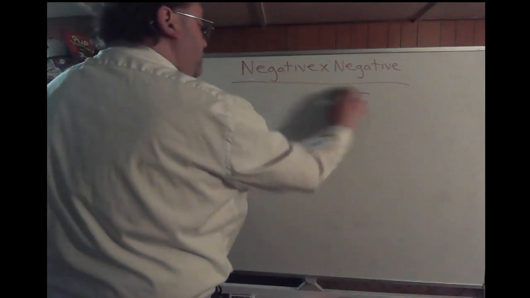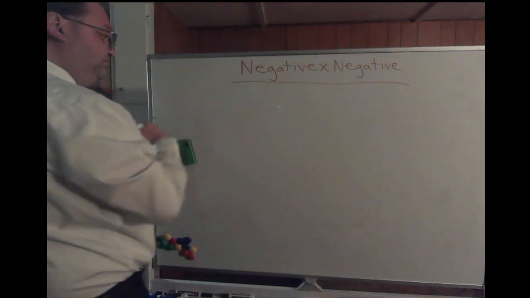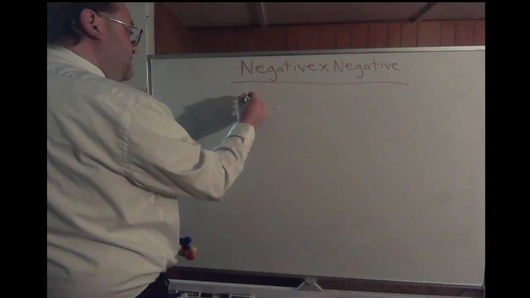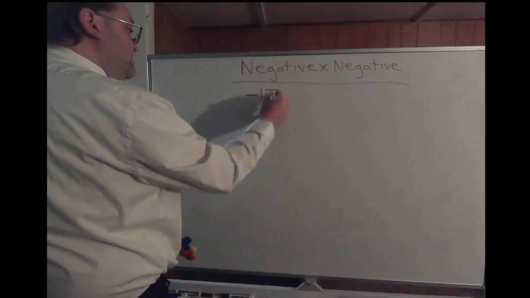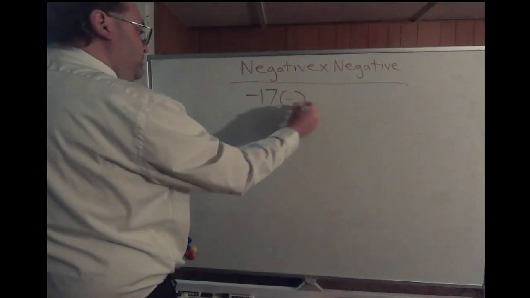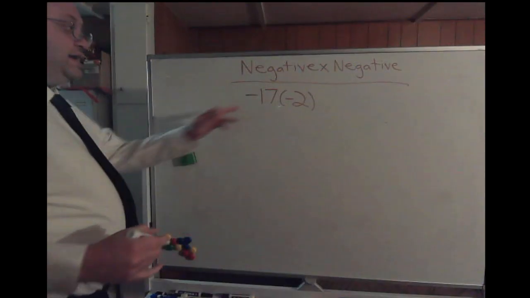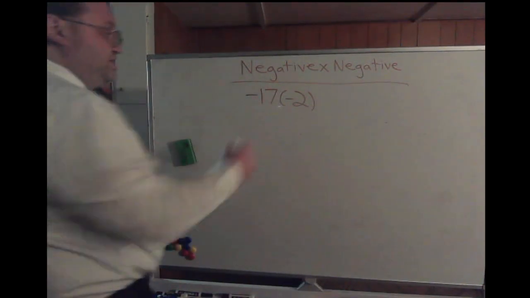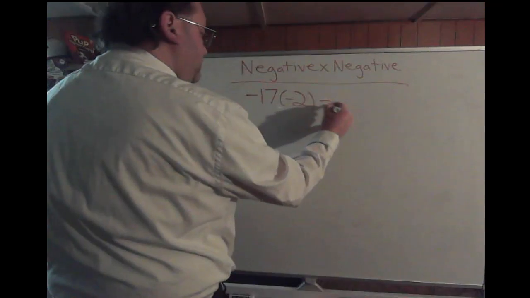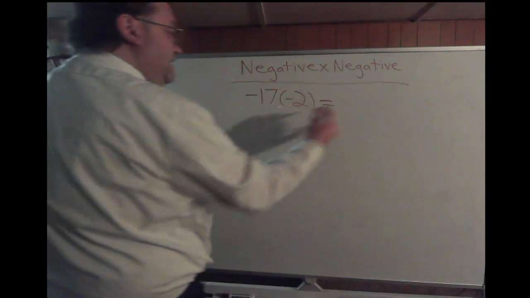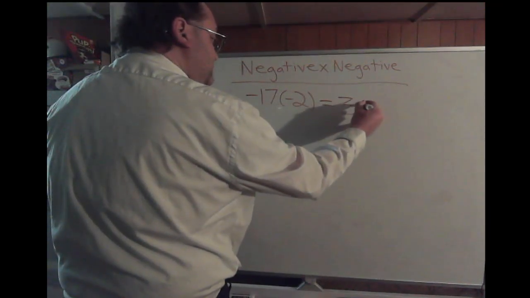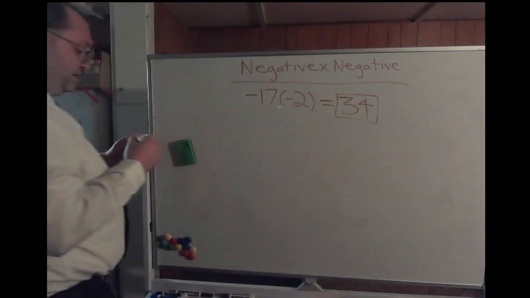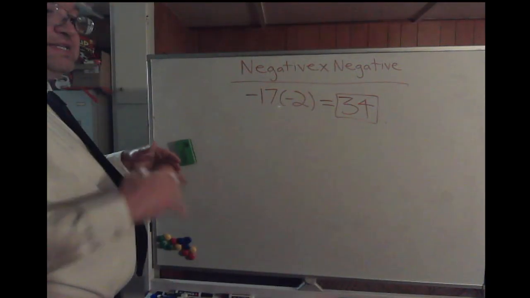Let's do a couple more examples of that. Let's say I have negative 17 times negative 2, right? Well, 17 times 2 is 34. Negative times negative is a positive. You would get positive 34 for that answer, because a negative times a negative makes it positive.